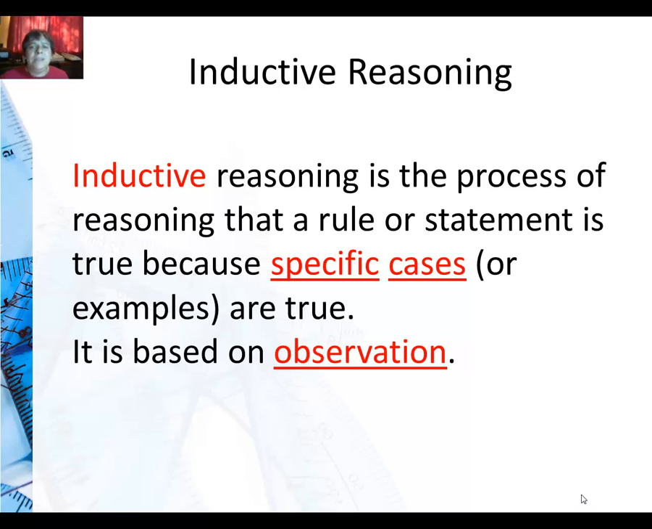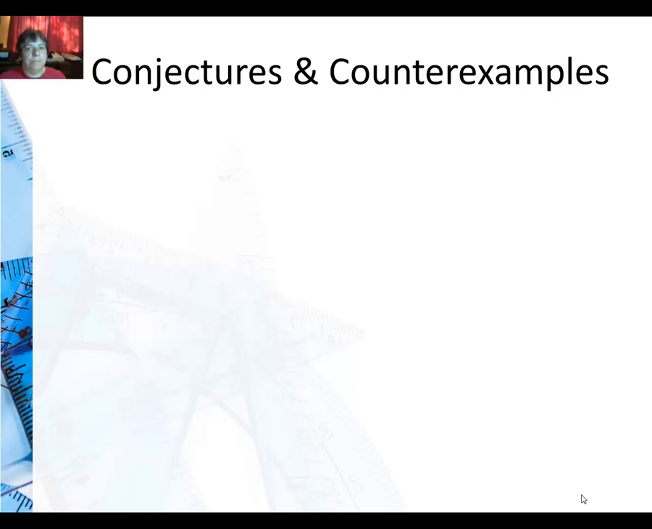So what is inductive reasoning? It's the process of reasoning that a rule or statement is true because specific cases or examples are true. A lot of the things we look at in science today, whether it's the climate or the migration pattern for whales, are based on inductive reasoning, where we make observations, and based on those observations, we make a prediction. So inductive reasoning is based on observation.